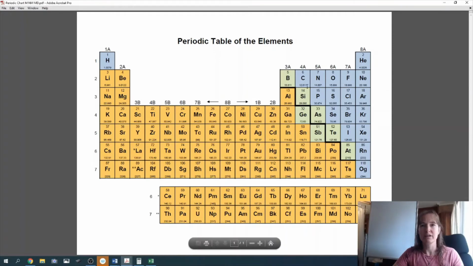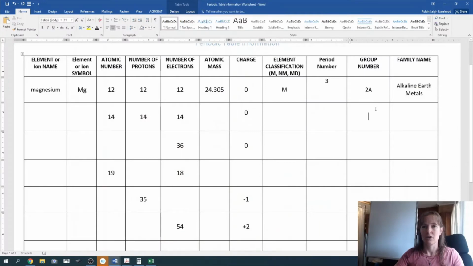So if you look at the periodic table, element number 14 is Si, and that is in group 4A and period 3. So the group is 4A and the period is 3. And it is element Si. Si stands for the element silicon.